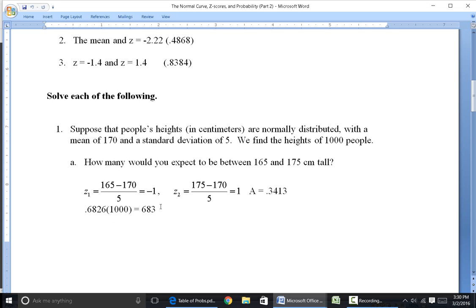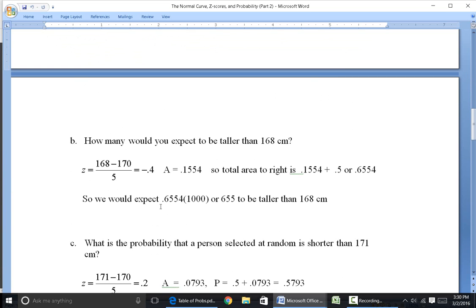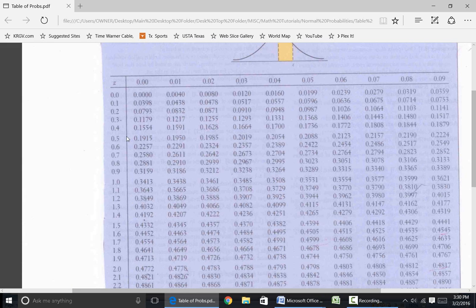Now with the next one, how many would you expect to be taller than 168? Taller than 168. Okay, so we take the 168, subtract the mean, 170, divided by 5, we get a -0.4. Okay, so we go to the table, and again, ignore the negative, so just look at 0.4, and then to the right we had 0.1554. There it is.